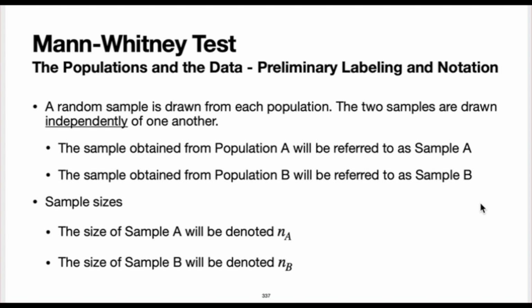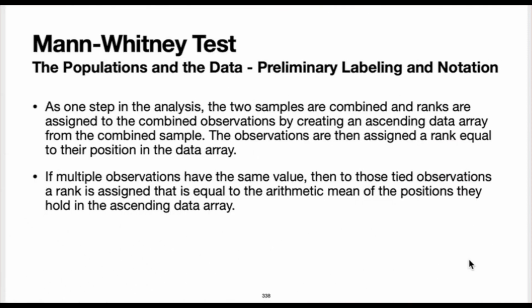All right, then we have to have some notation for the sample sizes. So let's denote the size of sample A by n sub A, and let's denote the size of sample B by n sub B. We're going to start describing the process by which we analyze the data.